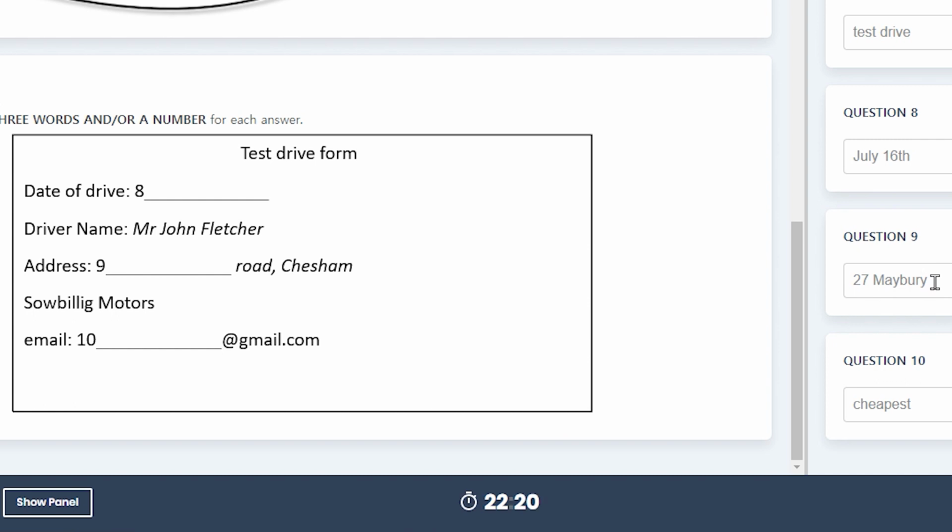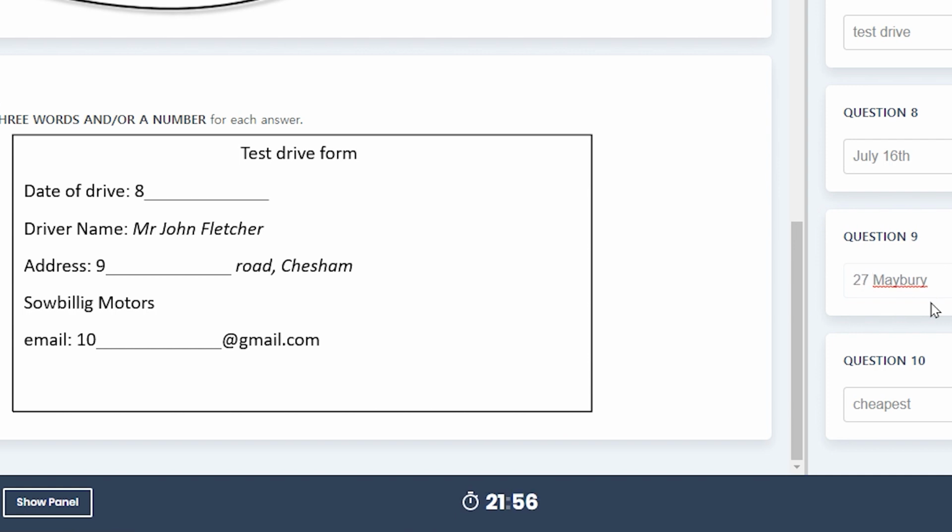Question 9, he said Maybury Road. It could be Maybury Road. He also said 27 Maybury Road. So you could say Maybury or 27 Maybury Road because that's his full address and it doesn't specify. It says write no more than 3 words and or a number. So 27 Maybury Road, if you wanted to just put Maybury, you could do because it says words and or a number. So you could say 27 Maybury Road or just Maybury Road would be fine.